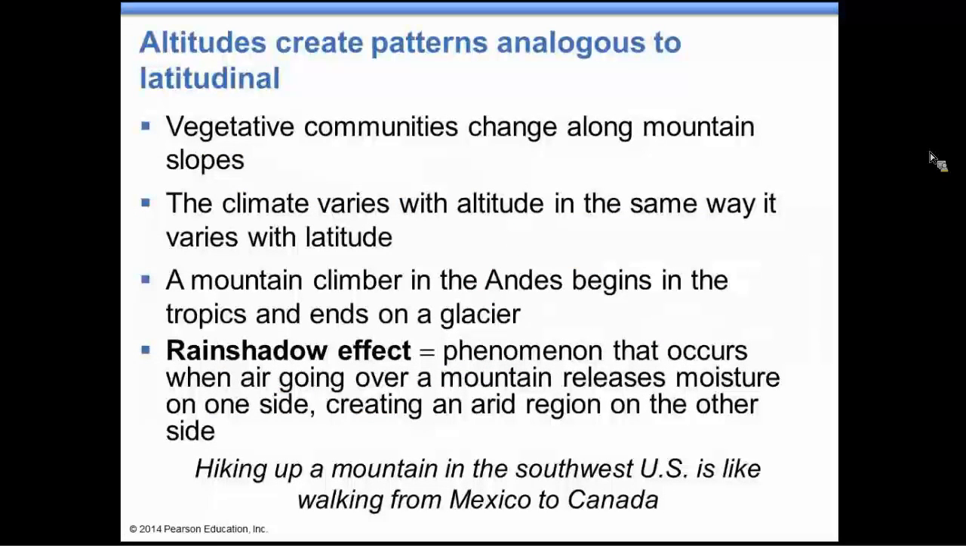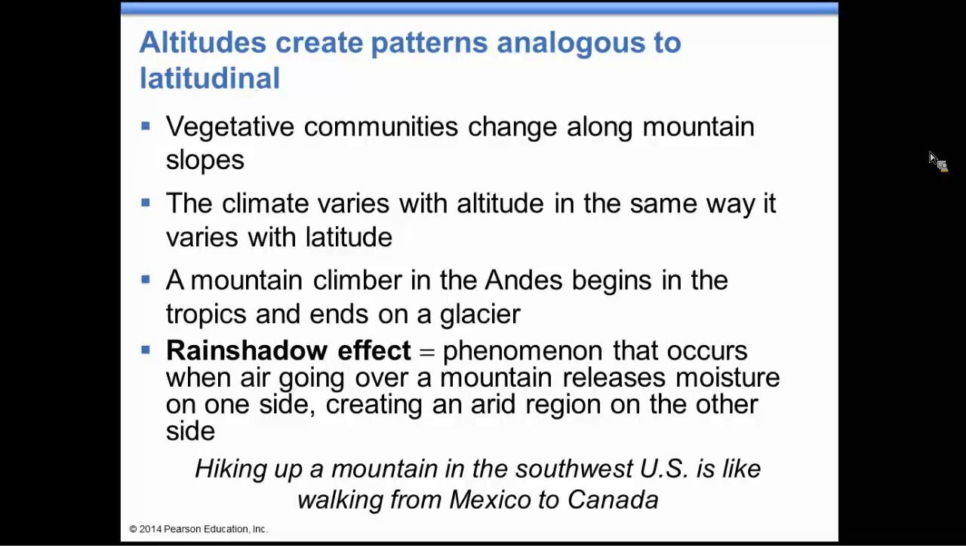So altitudes create patterns analogous to latitudinal temperatures. As you know, if you go north along the latitude lines, it gets colder. Same thing applies to altitude. I believe it's 6 degrees Celsius for every 1,000 meters in altitude. And vegetative communities will change along mountain slopes in correspondence with the altitude-induced climate variation. At higher altitudes, temperature, atmospheric pressure, and oxygen all decline, whereas the ultraviolet radiation there will increase.